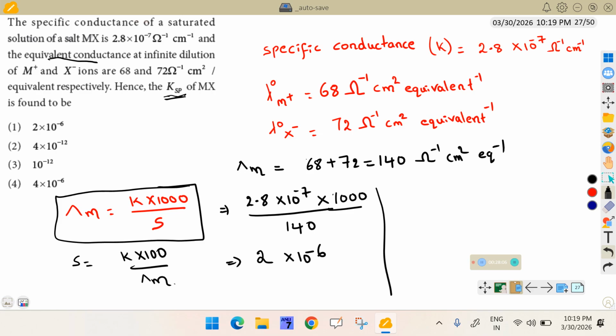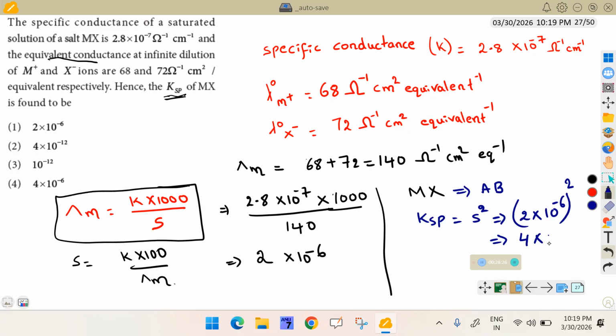But the question is solubility product. MX is AB type of compound. So Ksp is equal to S square, that is equal to 2 into 10 power minus 6 whole square, which is 4 into 10 power minus 12. Second option is the correct option.